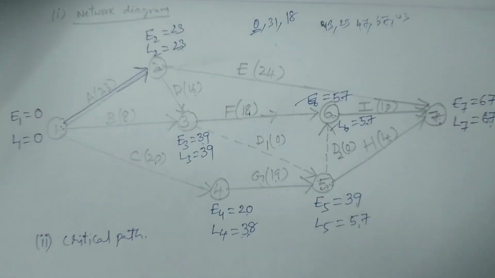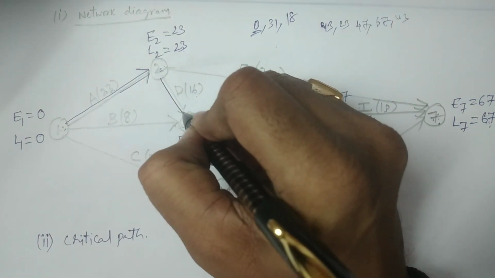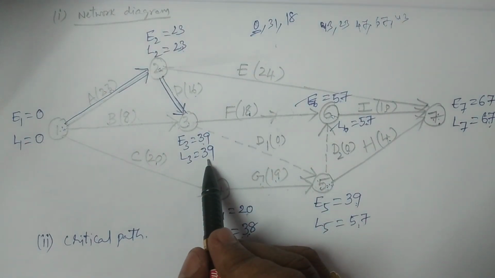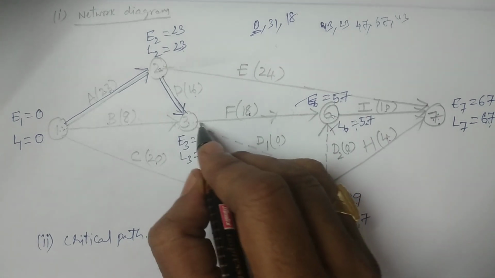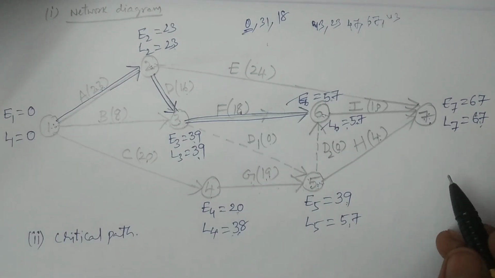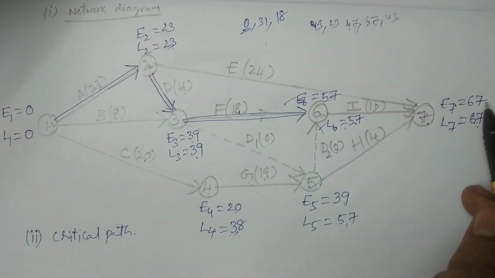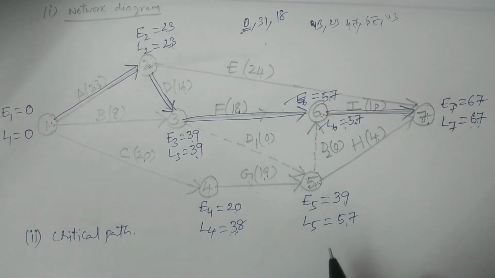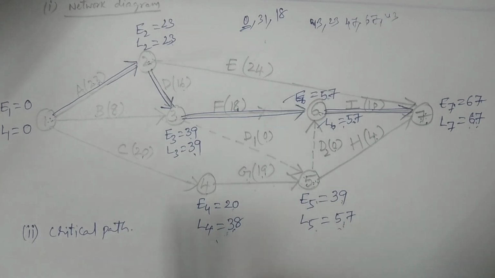E3, L3 are same, 39, 39. So you connect these two as well. And E3, L3 are same and E6, L6 are also same. Therefore, you connect this. And from 6 to 7, E6, L6, 57, E7, L7, 67, which are also same. Therefore, you connect this. E4, L4, not same. E5, L5, not same. Therefore, this is the critical path.